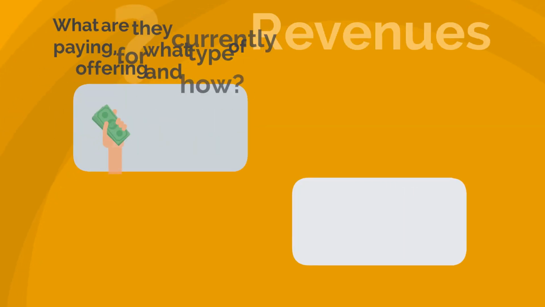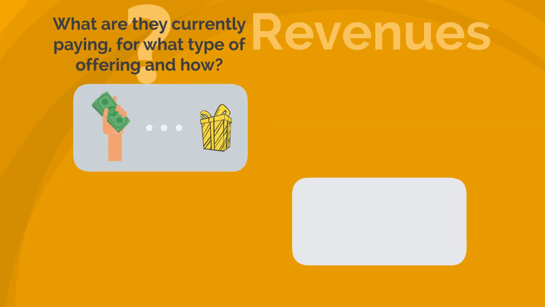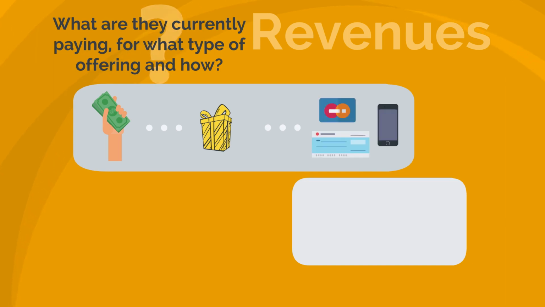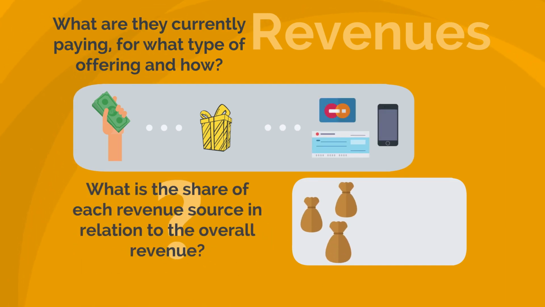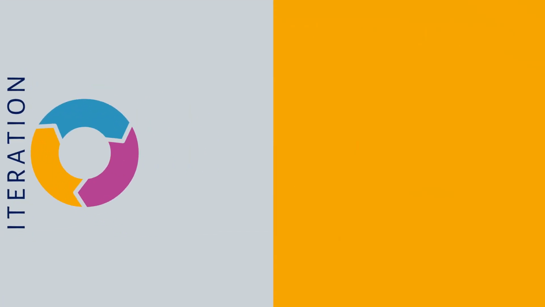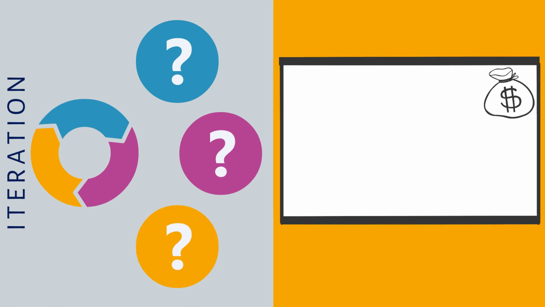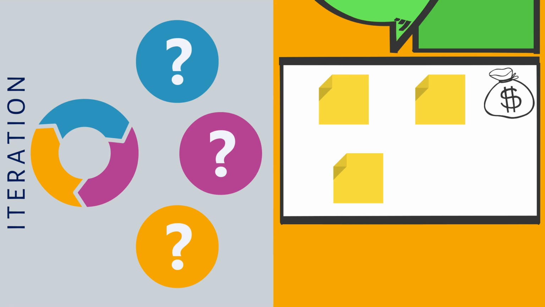The questions to ask are: what are they currently paying, for what type of offering, and how? What is the share of each revenue source in relation to the overall revenue? At the end of the iterative process, we will be able to assess the cash flow the company generates from each segment. For each segment, revenue can take different forms: sales, subscription, affiliate, advertising.